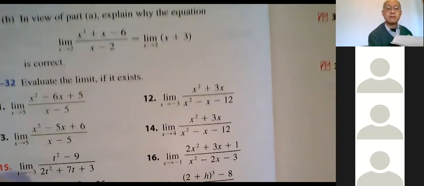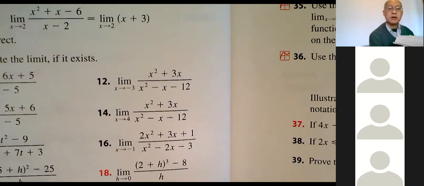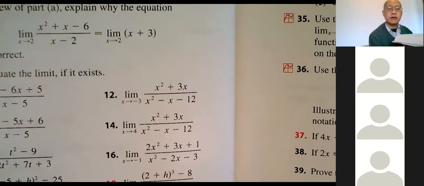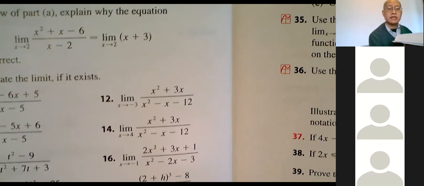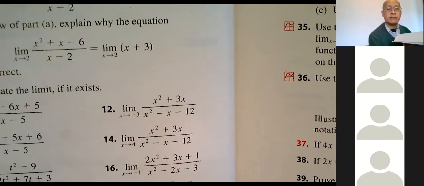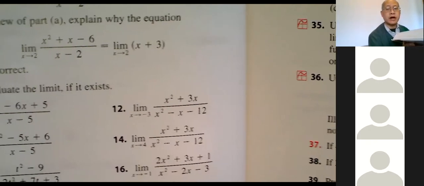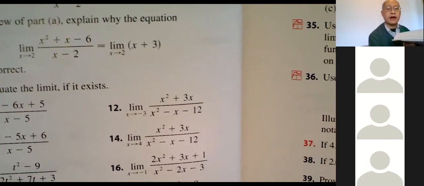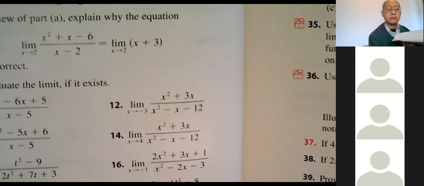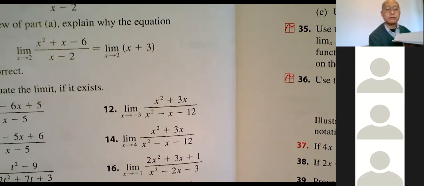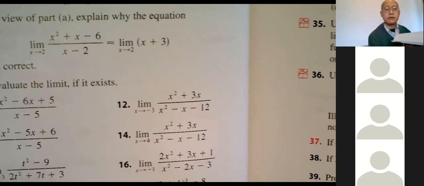I want you to do problem number 12: the limit as x approaches -3 of x squared plus 3x over x squared minus x minus 12. Don't plug in right away. You won't be able to. Do a little bit of simple algebra: factor the top, factor the bottom, cancel, and then you can plug in. Type in your answer as a private chat, then you can leave. Again, just number 12.